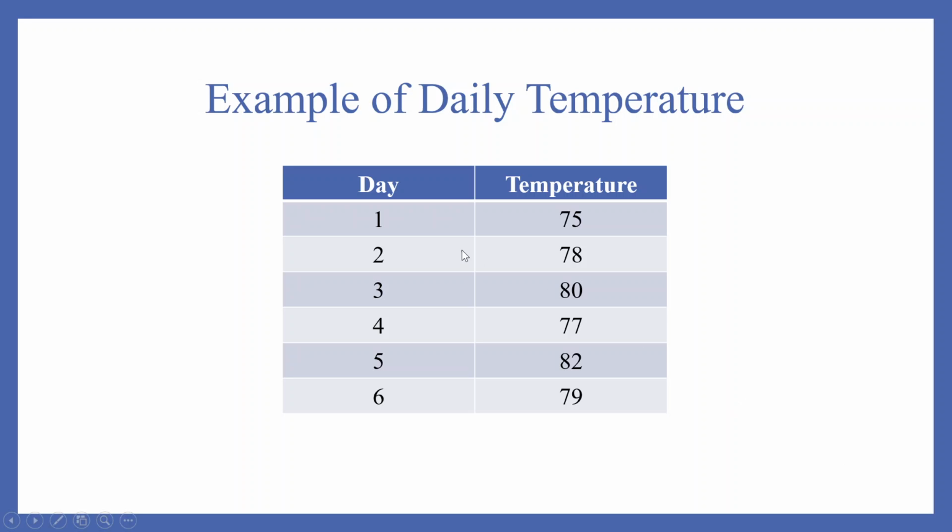In the first column, we have the day. In the second column, the temperature. So on the first day, the temperature is 75, second, 78, third, 80, fourth, 77, fifth, 82, and on the sixth day, the temperature is 79. We want to predict the seventh or eighth day temperature based on some models.